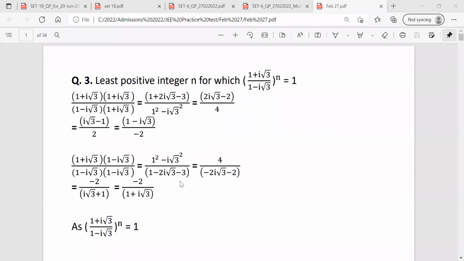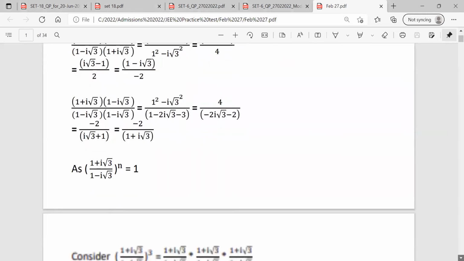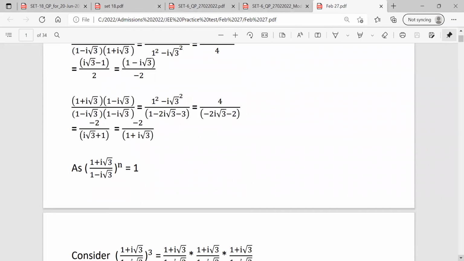And the second case is multiplying it with the other value. After solving this, we have the value minus 2 by 1 plus i root 3. What is given in the question is (1 plus i root 3 by 1 minus i root 3) whole raised to n is equal to 1. If we consider this as omega, it's just a tip to answer these types of questions. So it's omega raised to n is equal to 1. We know the value of n, it's 3, since omega cubed is 1, right?